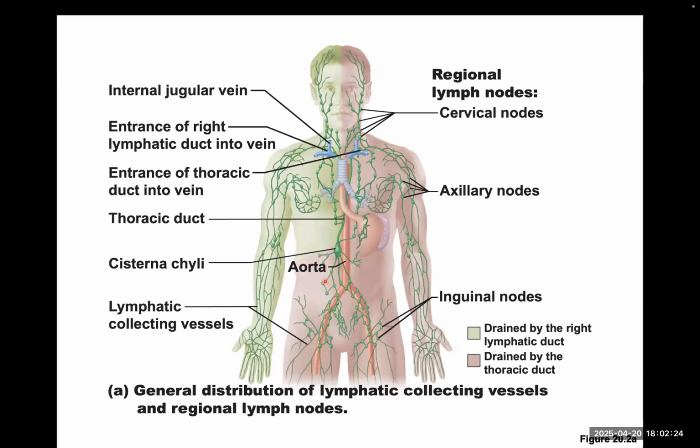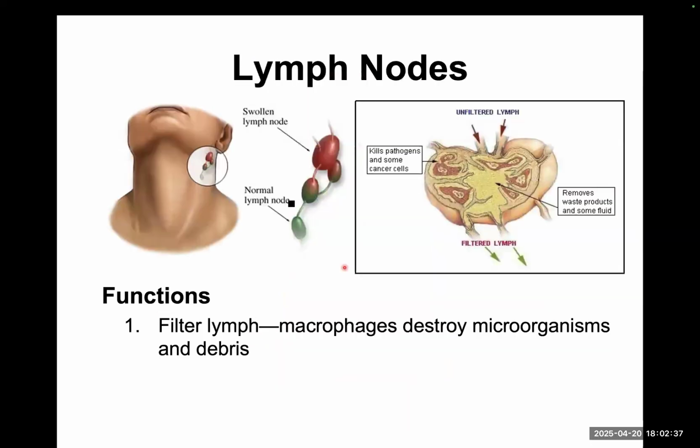I want people to be able to identify and recognize these. We have a model in class that we're going to look at and label. These are going to be clusters of nodes that you can find in your body. As I mentioned before, when you get sick, your lymph nodes become swollen. This is a normal lymph node. This is a swollen lymph node.